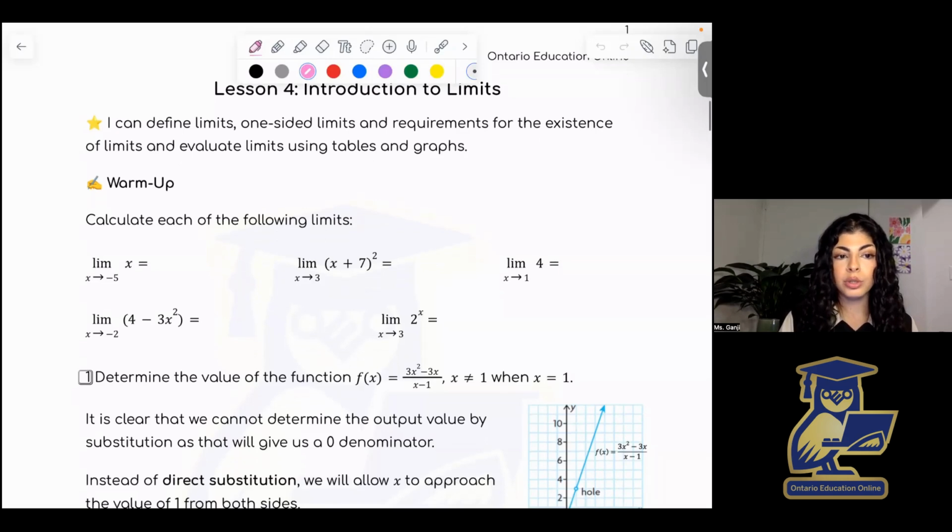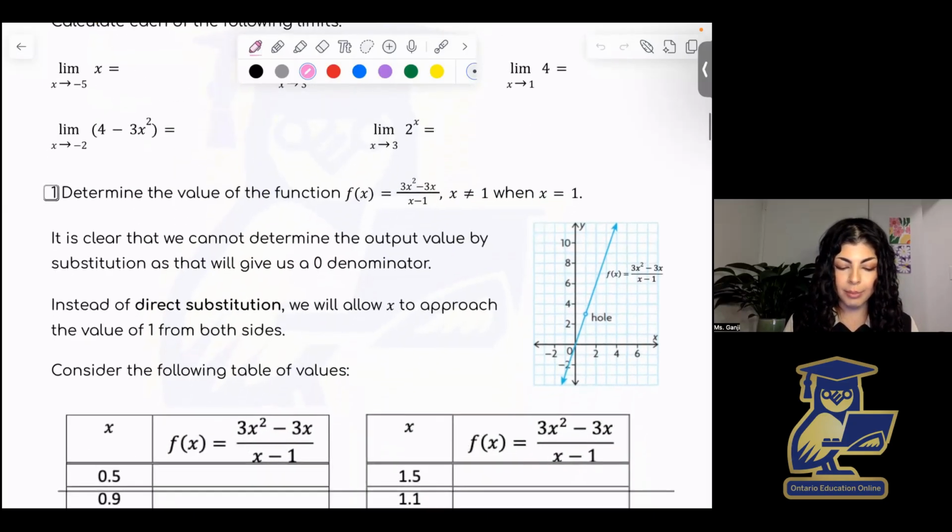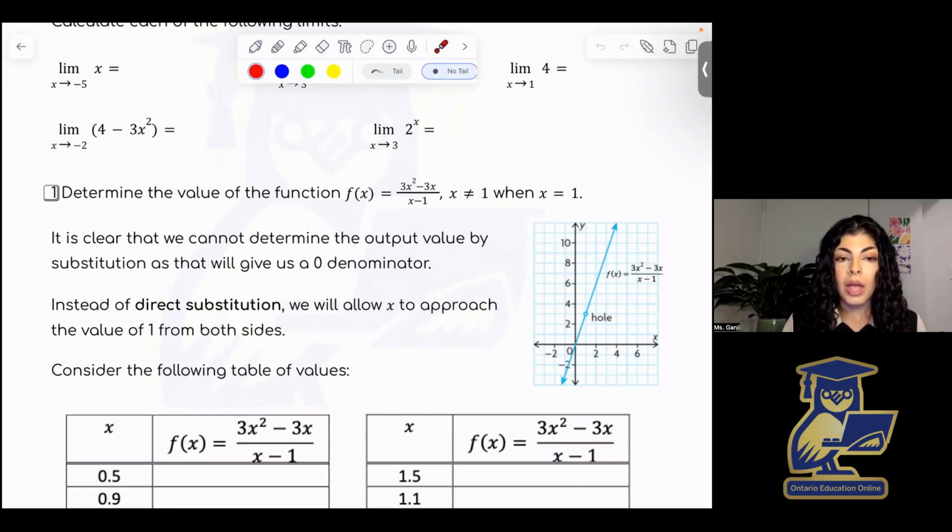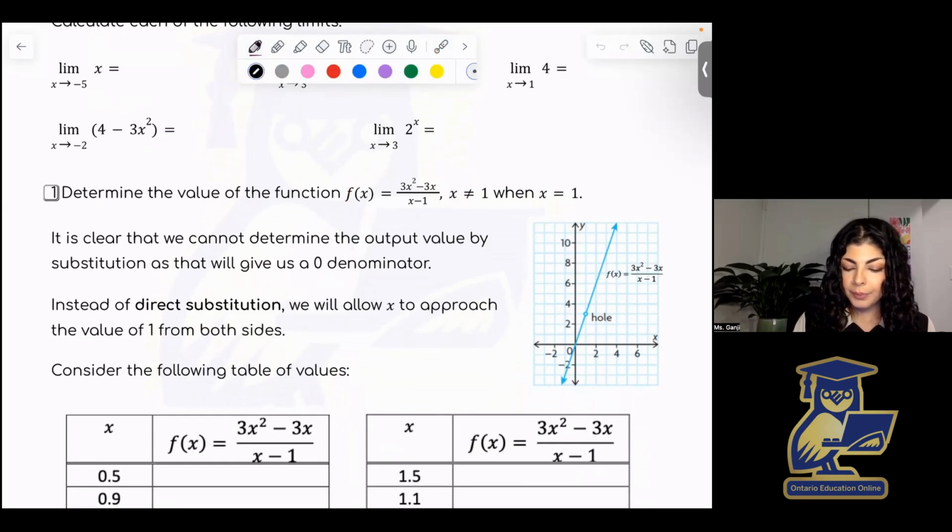As a warm-up, I want you to try these limits, which is just a warm-up from last class. We're just doing substitution for the values of x, for the values that they're approaching. For all of these, you'll be able to find an actual limit. However, let's look at this first example, where you are asked to find the value of this function when x is equal to 1. So essentially, we're trying to find the limit as x approaches 1 of f of x.